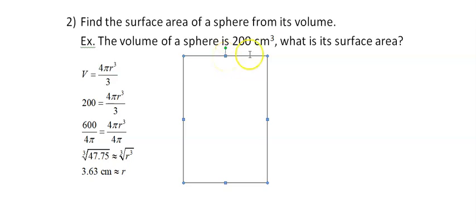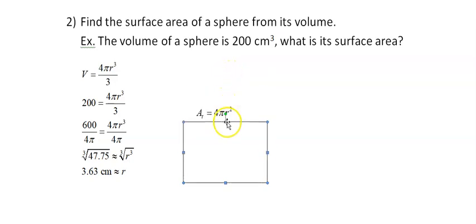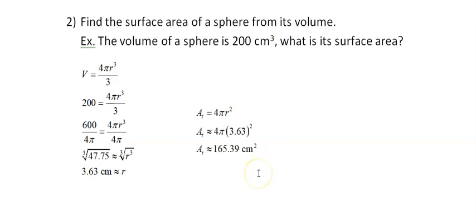And next, because the actual question was asking for the surface area, I'll plug that into the surface area formula for a sphere, which is surface area is equal to 4 pi r squared. And if you want to practice that math, now's a good time to pause. That answer is approximately 165.39 centimeters squared. And those are the two ways of working from the volume to the surface area or surface area to volume that you could have to deal with for a sphere.